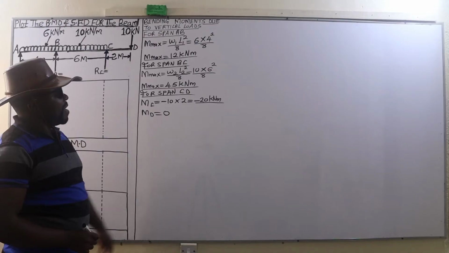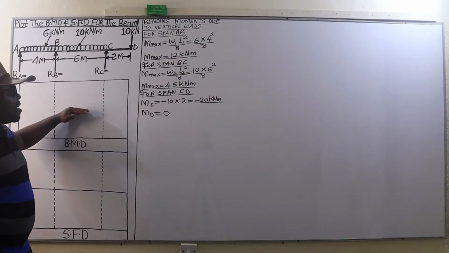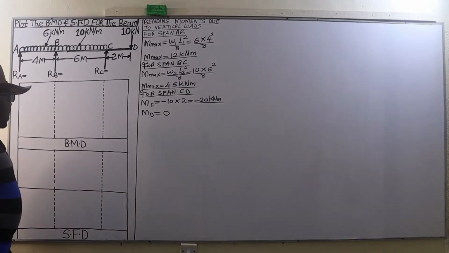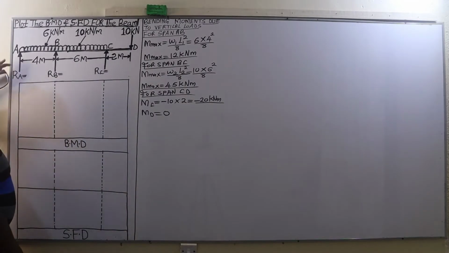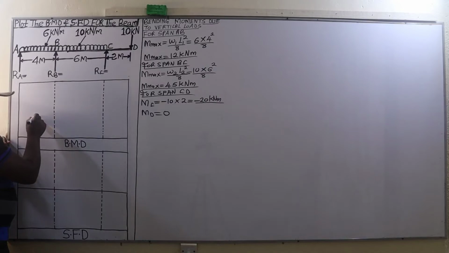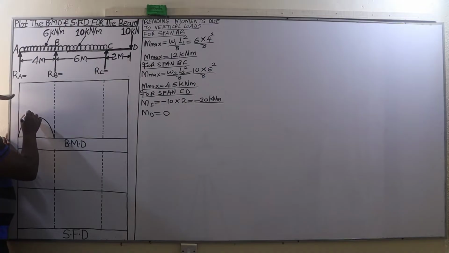So we now have all the bending moments. So the next thing we are going to do is to plot the bending moment diagram due to the vertical loads. And we are going to begin with the span AB. So for the span AB, we have 12 kilonewton meter at that point. So that's going to be a smooth curve, since when we have a UDL, the bending moment diagram is usually a smooth curve.